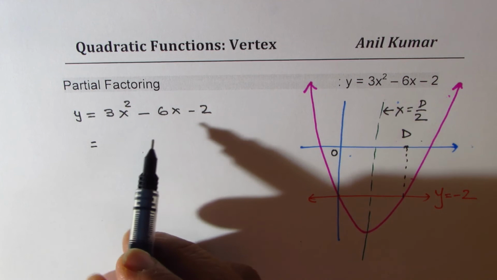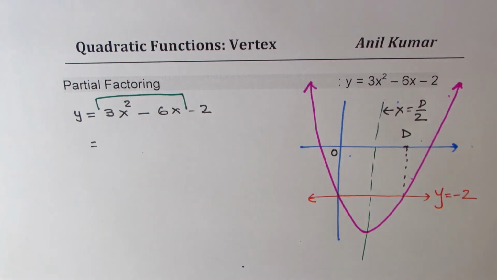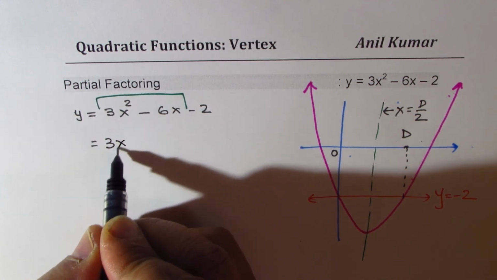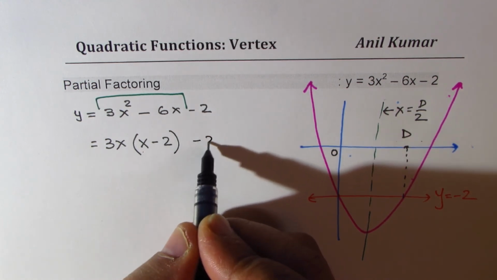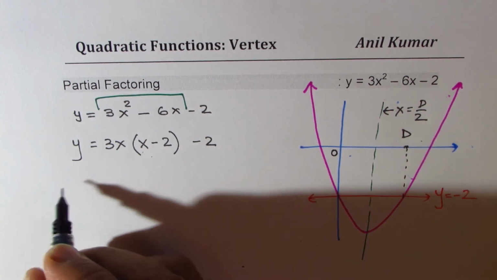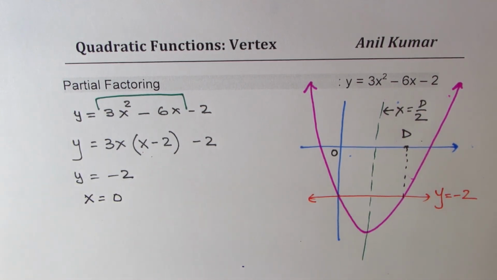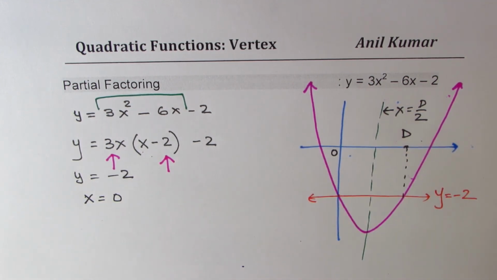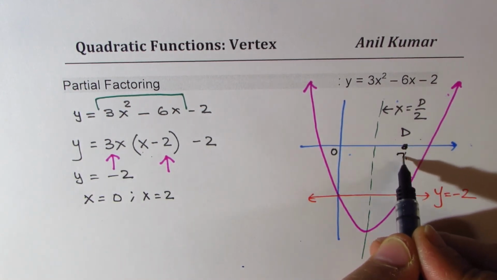See how easy it is. Let us use only the first two terms of our quadratic equation to factor. The two terms are 3x squared minus 6x, right? So if I factor 3x, I get 3x times (x minus 2). So we get y equals 0 when x is equal to 0, which is because of this, right? And also at x equals 2. So in our case, this value here is at 2.